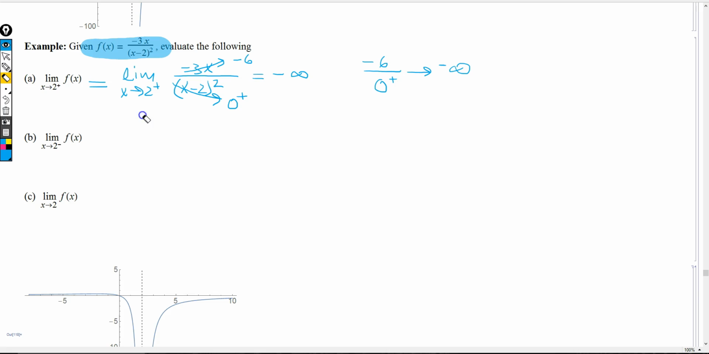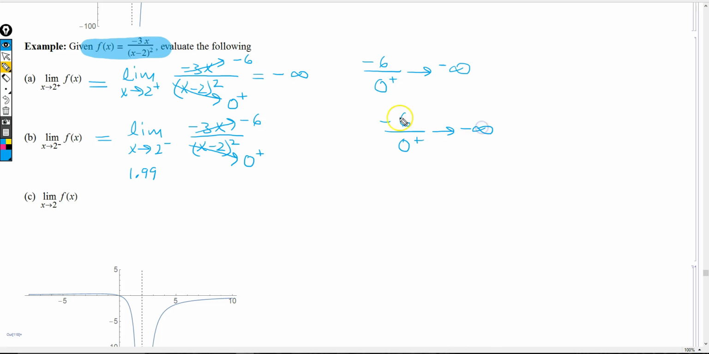Let's take a look at this one. Limit as x approaches 2 from the left. Now as x approaches 2 from the left, the numerator is still approaching negative 6. The denominator, well, x is going to be a number like 1.99. If I put 1.99 in here for x, I get a negative number in here, but then I'm squaring it, so that's making it positive. And it's still going to be a small number, so it's a small positive number. So this is approaching 0 from the right side. This is behaving like negative 6 over a small positive number, and that's approaching negative infinity. This is a large negative number, and so our answer here is also going to be negative infinity.